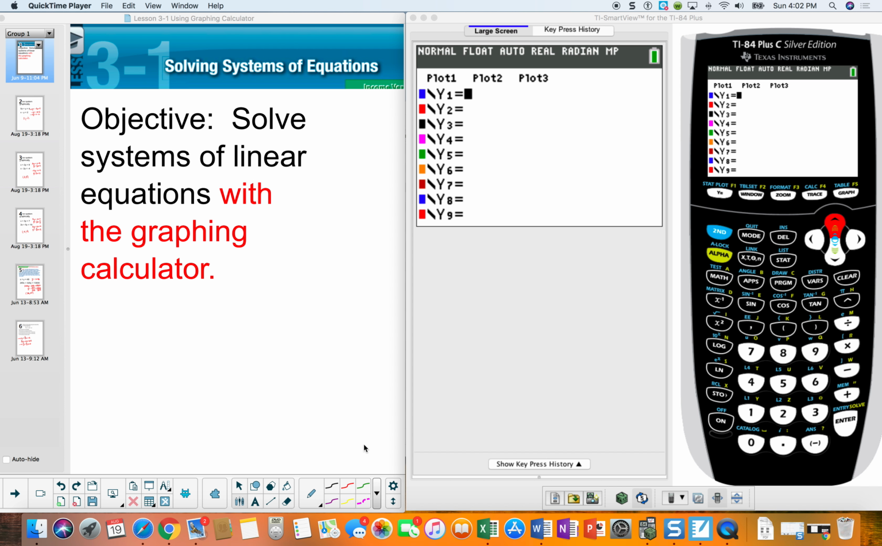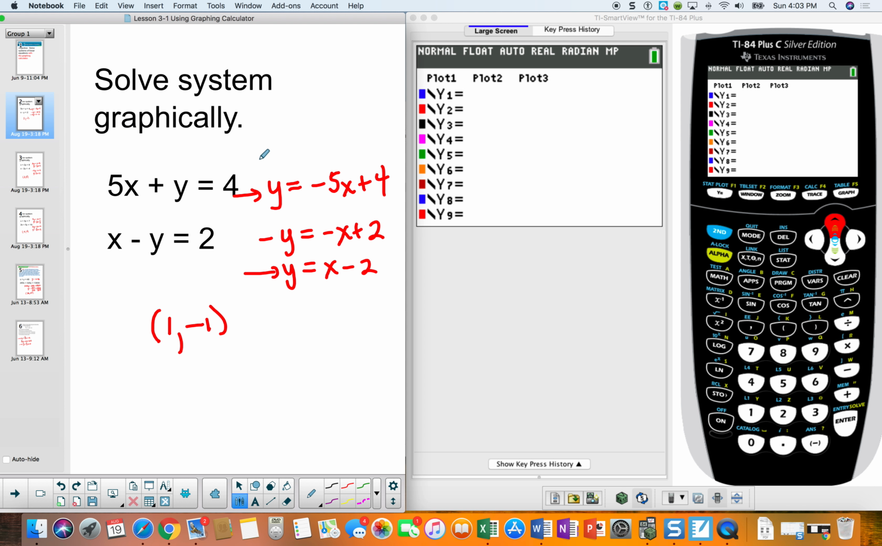Lesson 3-1, Solving Systems of Equations. Objectives. Solve systems of linear equations with the graphing calculator. Let's take a look at some problems we did before, but now we're going to use the graphing calculator. We want to solve this system, and what we want to do is solve for y. We need to solve for y because that's how you enter it.